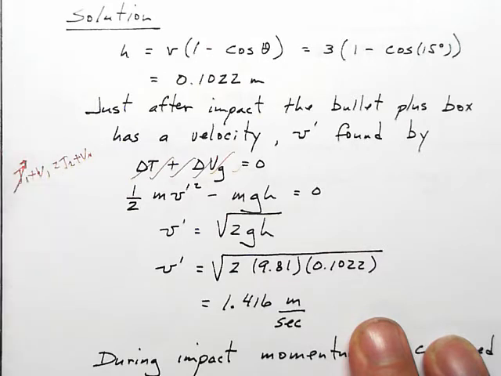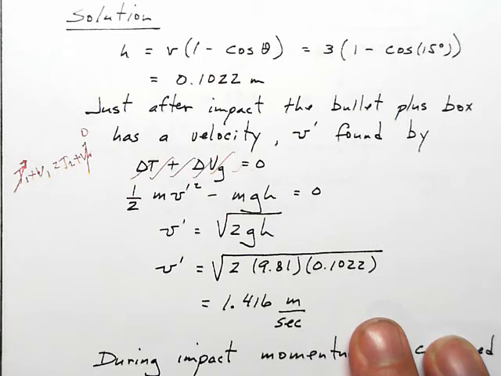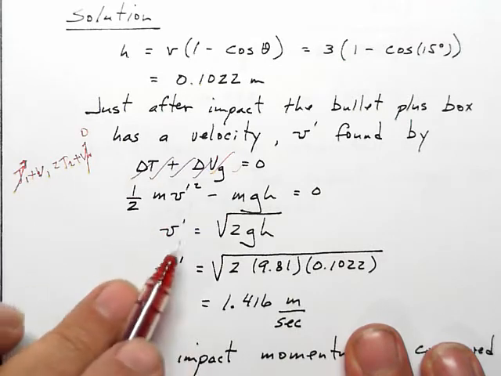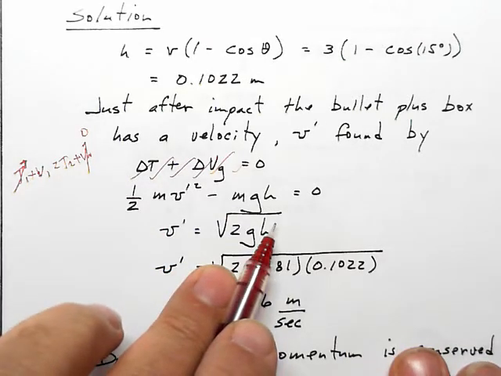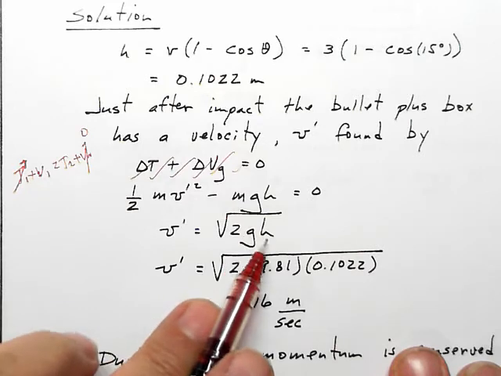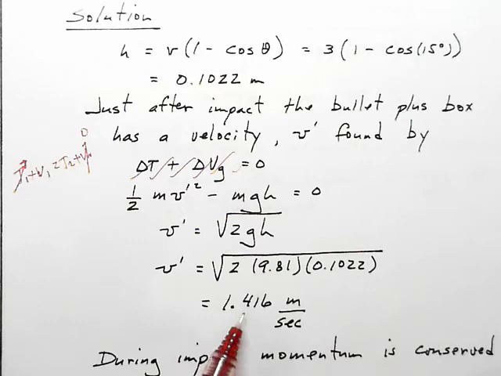When we reach the bottom of the problem, we'll have some speed, but we won't have any mgh. So mgh turns into 1/2 mv squared. So 1/2 mv squared minus mgh equals 0. Solving for v gives the square root of 2gh. We've seen that before. And h is r times (1 minus the cosine term). Okay, h times 2g gives us the velocity of the box and bullet at the bottom of the swing.